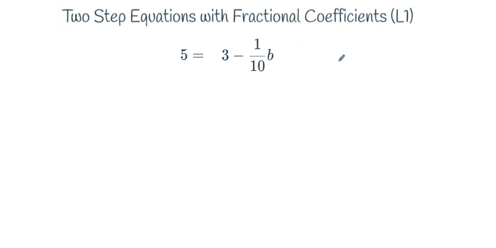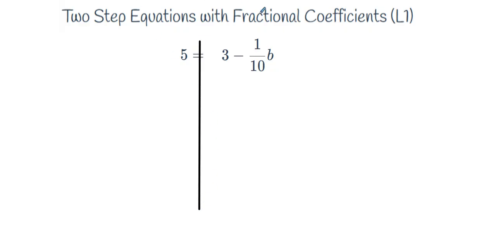Two-step equations with fractional coefficients, level 1. Step 1, let's start with the original equation: 5 equals 3 minus 1 over 10b. Next, we're going to divide the equation into two parts by drawing a vertical line through the equal sign.